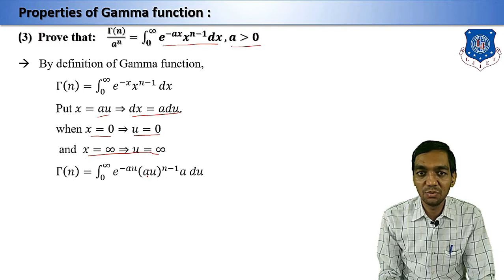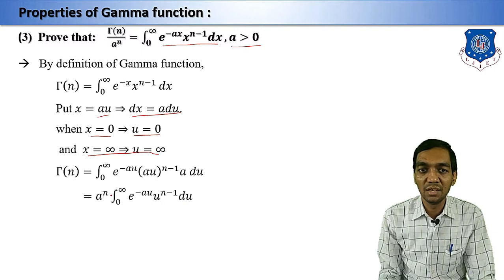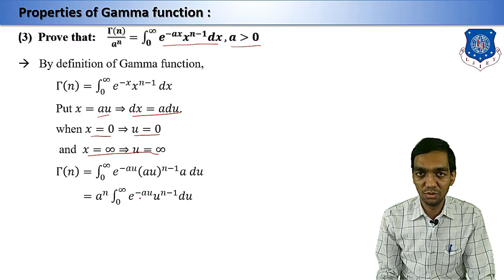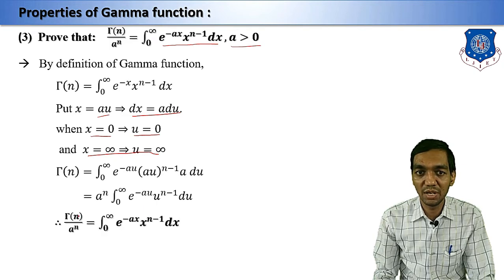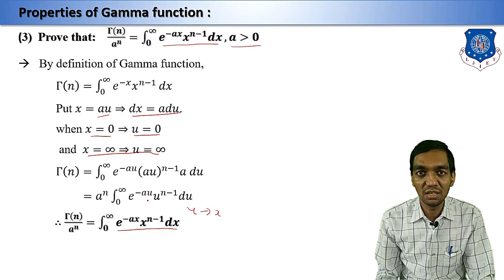If you separate this, then you will have a raised to n minus 1, u raised to n minus 1. So a raised to n minus 1 into a, that will be a raised to n, common out, and the remaining terms are integration 0 to infinity e raised to minus au into u raised to n minus 1 du. This a raised to n goes to the numerator on the opposite side, which gives gamma n upon a raised to n is equal to integration of e raised to minus ax into x raised to n minus 1 dx. Why? Here you can replace u by x, because you can put any variable, and if you change the variable, there is no change in the answer of the integration for definite integrals.